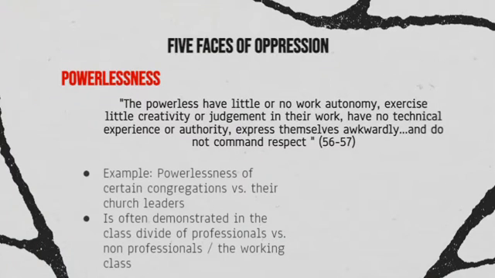The third form of oppression we're going to examine is powerlessness. Young writes, "The powerless have little or no work autonomy, exercise little creativity or judgment in their work, have no technical experience or authority, express themselves awkwardly, and do not command respect." Powerlessness is primarily about the type of work done by a group. And for Young, this is primarily a matter of how respectable a certain type of work is. For example, in many religions, the ordained ministers, such as priests and rabbis, enjoy a position of power because their work is seen as sacred.